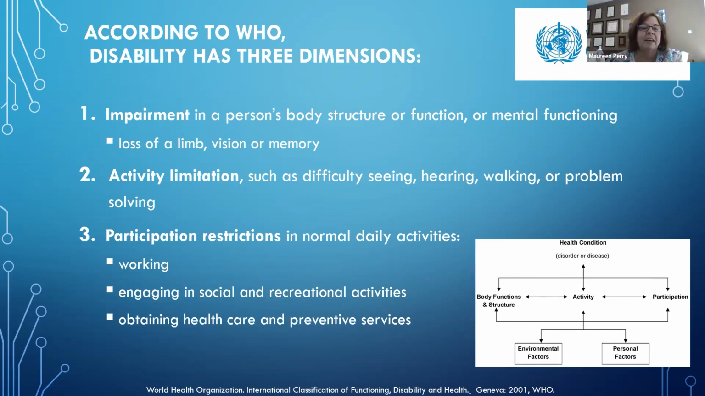Okay, thanks so much, Ann. So according to the World Health Organization, there are 3 dimensions of disability. One is impairment, which is a person's body structure or function or mental functioning, like loss of a limb or vision or memory. There are activity limitations, such as when people have difficulty seeing, hearing, walking, problem solving, and participation restrictions in your normal daily living activities, or we might call them ADLs, right? Activities of daily living. So things like working and engaging in social and recreational activities and obtaining healthcare and preventive services.